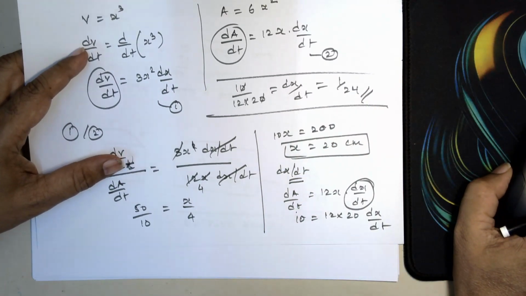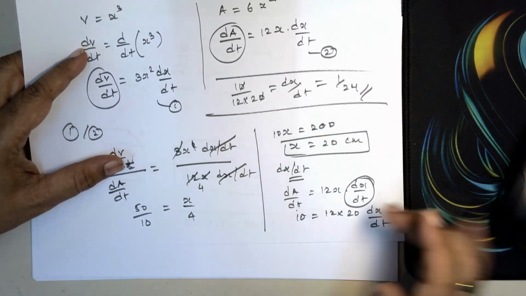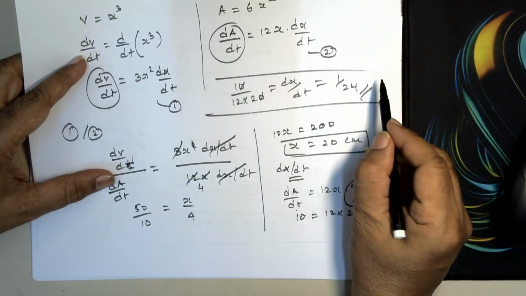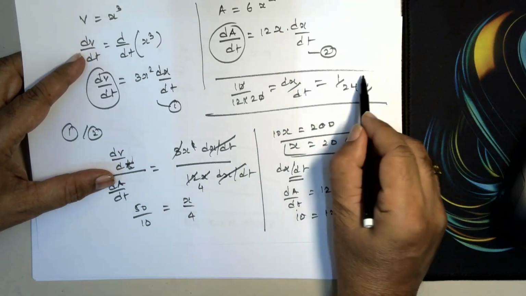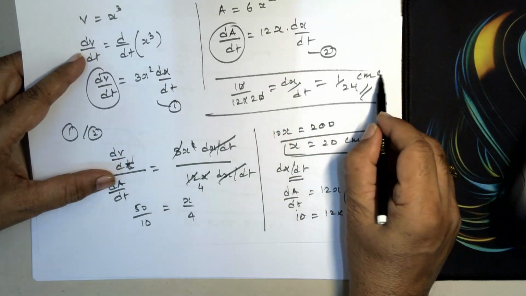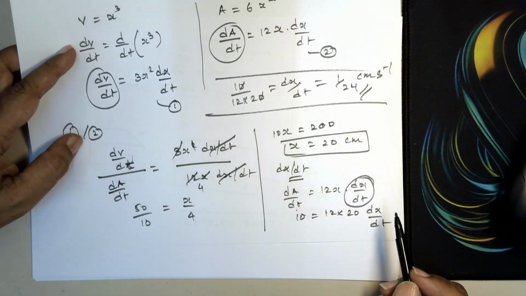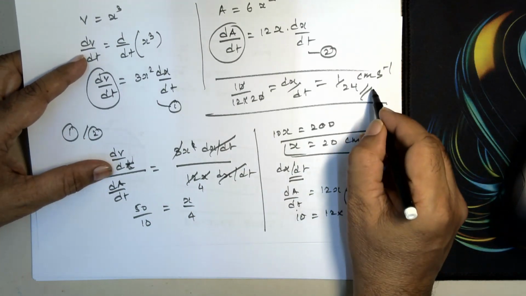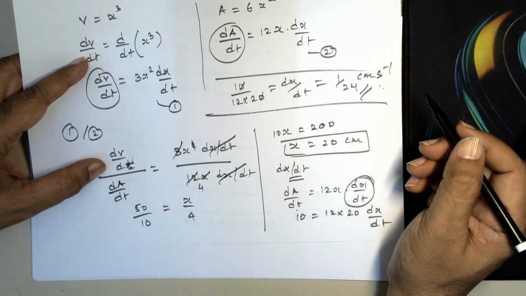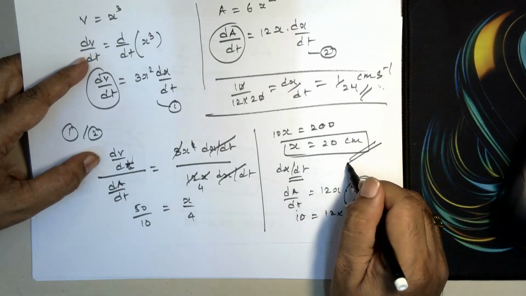Okay. And what is the unit? This is length. So centimeter per second. Okay. So now we have got the two answers. Answer 1 is this much, dx by dt. Answer 2 is 20 centimeter.